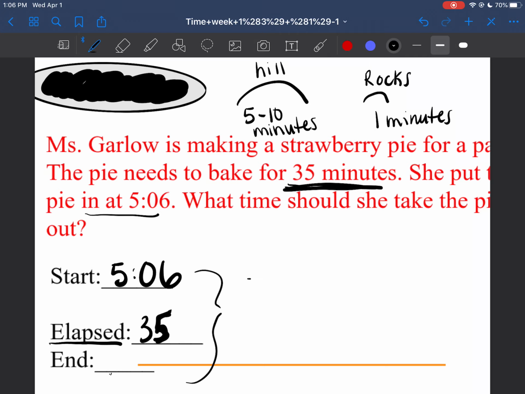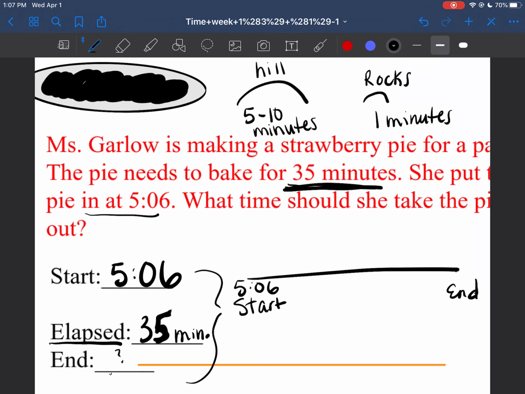So I'm going to draw my number line. The start time goes here, remember, and the end time goes here. The start is 5:06. The elapsed is 35 minutes. And the end, we don't know the end yet, so we have to figure that out. What we have to do is jump or hop this elapsed time on our number line. So we're going to jump or hop 35 minutes. I'm going to start off by hopping a jump of 10.